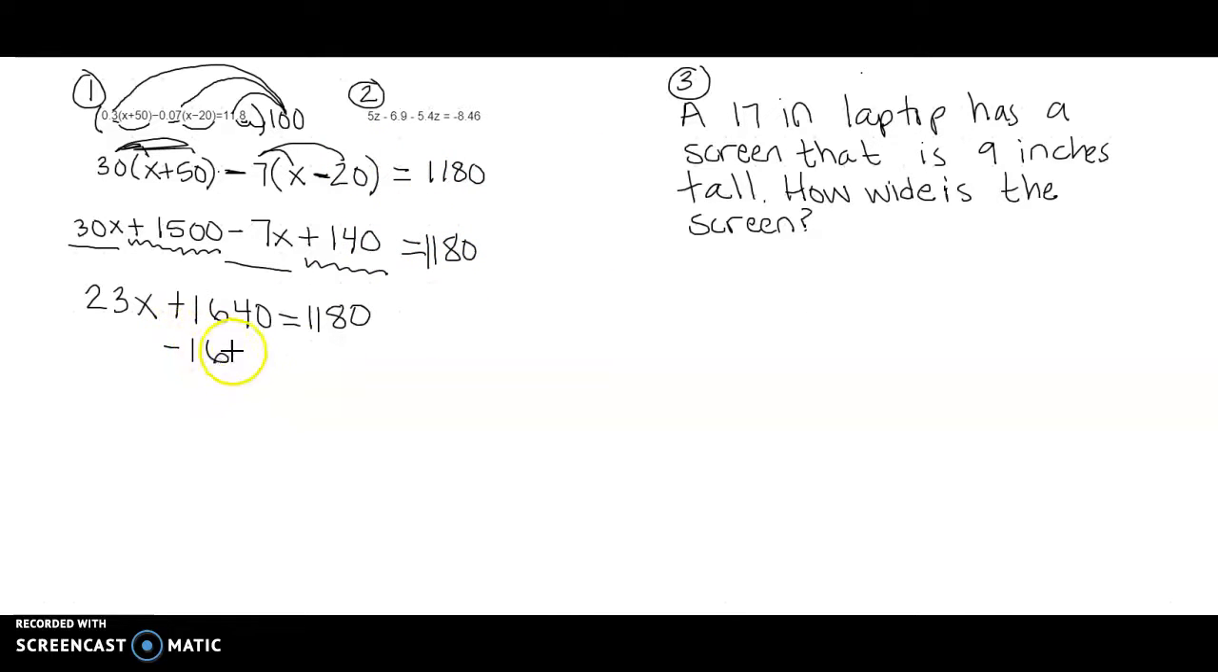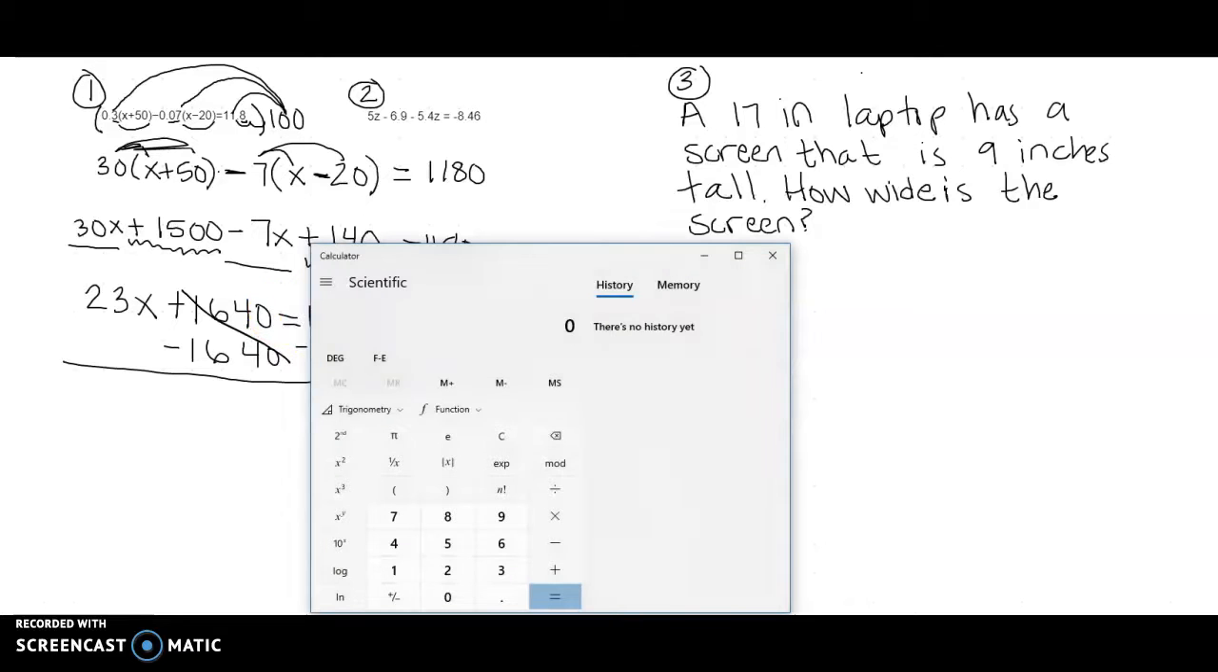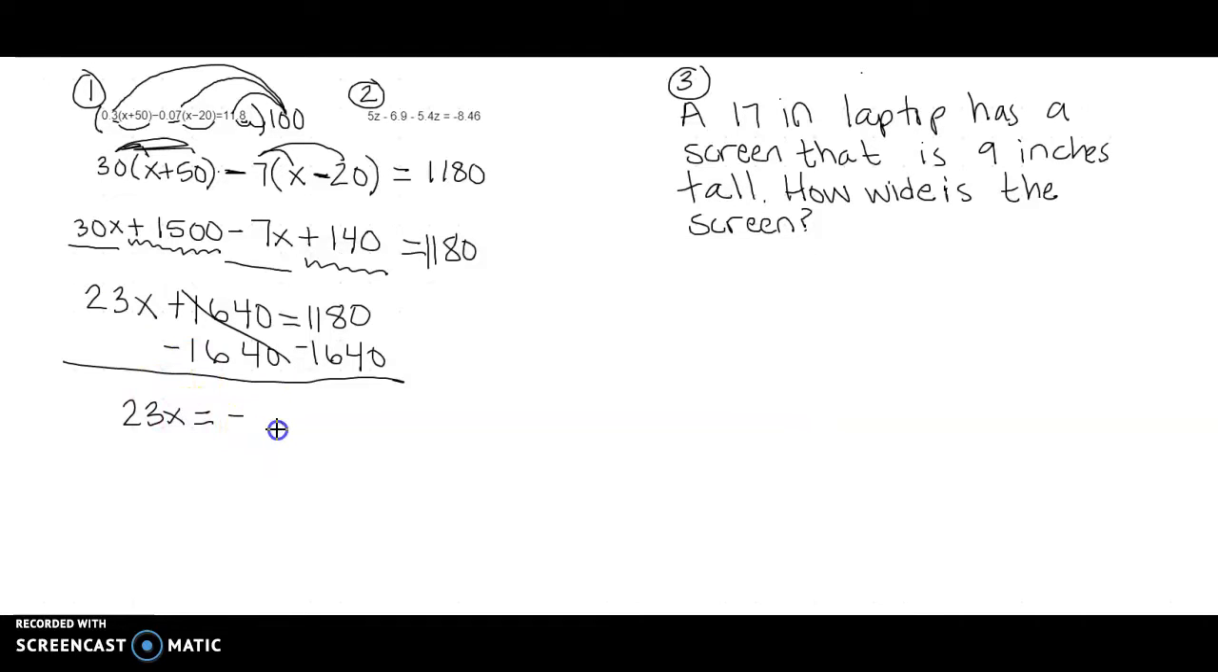Okay, we're going to minus 1640 from each side so we can get the x variable alone. Let me pull my calculator back out. So I've got 1180 minus 1640. Get negative 460, which does seem right. I still want to check it. Equals negative 460. Okay. I want to finish isolating that x, divide both sides by 23.